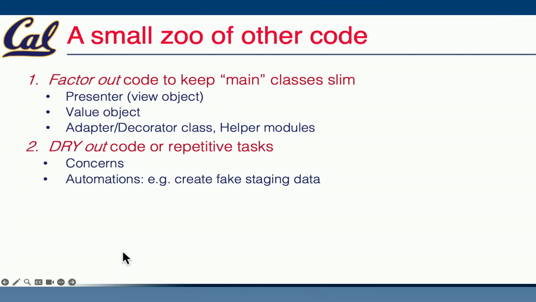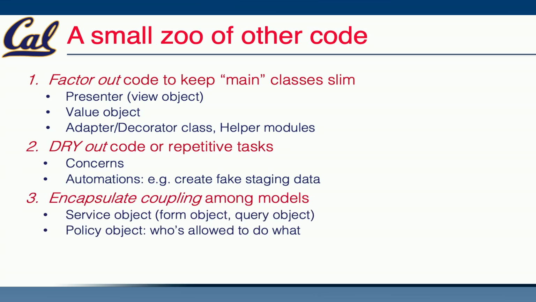And of course, tasks like database maintenance and cleaning up data typically go in a common folder. So if you have automations that you need to run, this is typically lib/tasks. Rake will automatically pick those up.